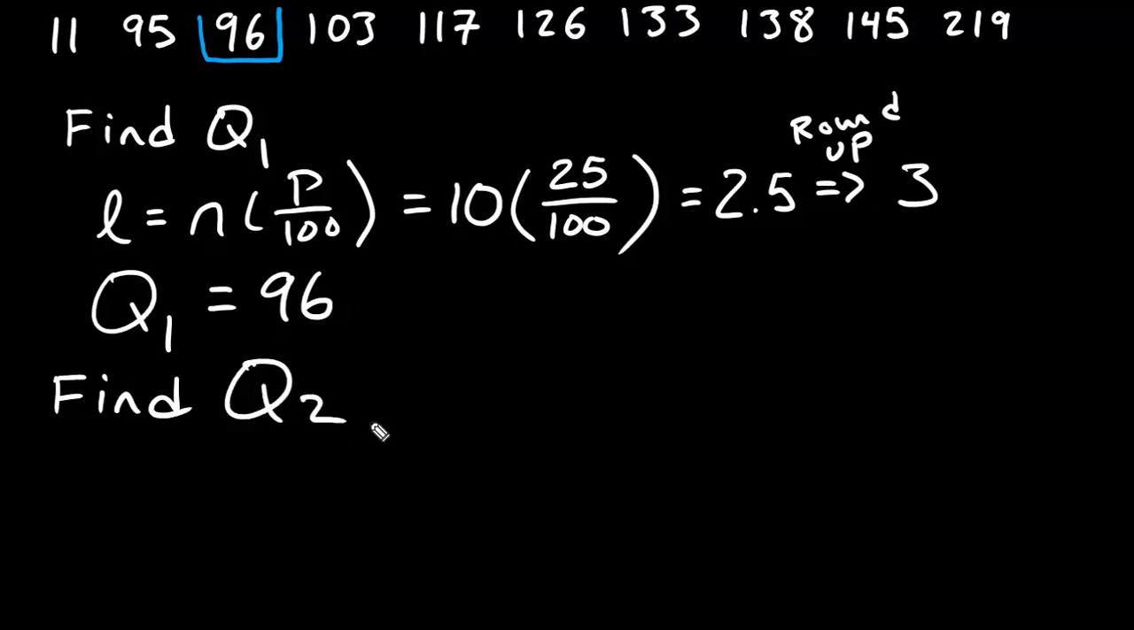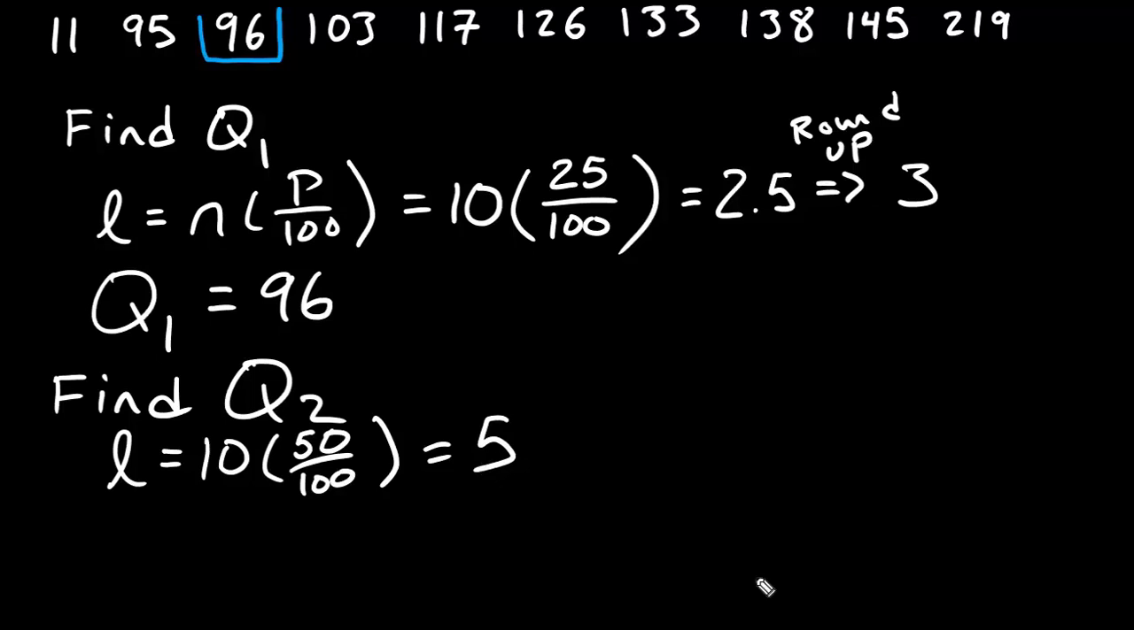So then we're looking for Q2. Again, we're going to start by ordering our data if we haven't already, which if you're on Q2, you probably have already done. But then we're going to find our location. So L equals 10 times P over 100. What's P? Well, Q2 is the 50th percentile, so it's going to be 50 over 100. 10 times 50 over 100 is going to give us 5.